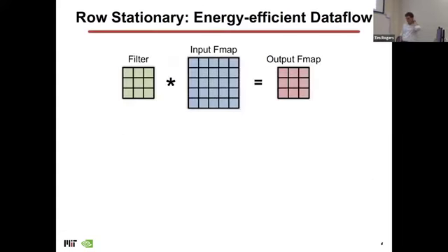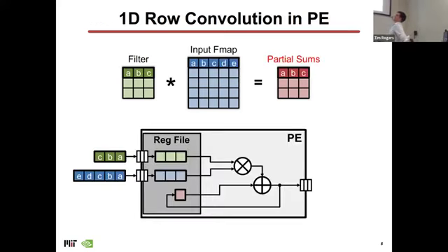Other questions? Okay. All right. So they invented this thing called row stationary, or at least that's what their accelerator does. So how does it work? Here is the basic operation. We've seen this now several times. This accelerator is called Eyeriss, and there's an ISCA paper on this.